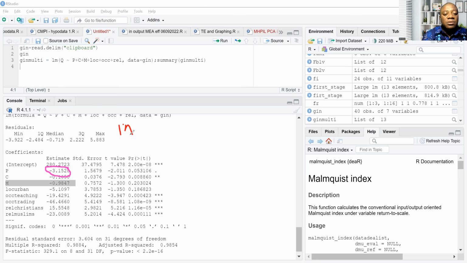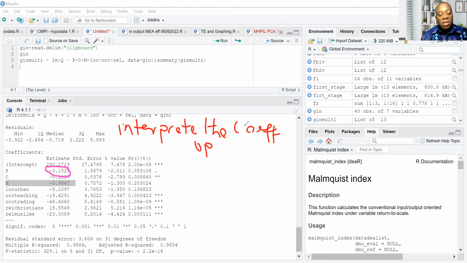Interpret the coefficient of price. If you are learning how to interpret, if you didn't get it, don't worry, I will repeat it. So let me repeat it one more time.